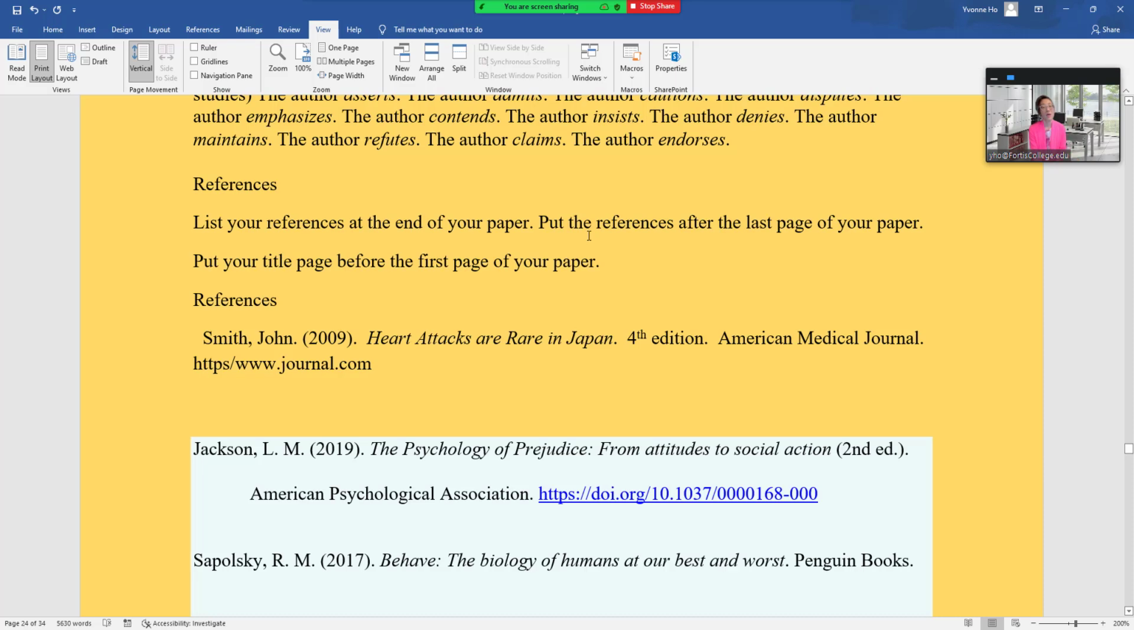And then at the end of your paper, you're going to have a reference list. This occurs after your last page. So list your references at the end of your paper, after the last page. Here you would have the author name, Smith, John, then the date, then the italicized title of your paper, and then the publication name and date, and last but not least, your website. So you give me everything, the whole shebang, at the very end.